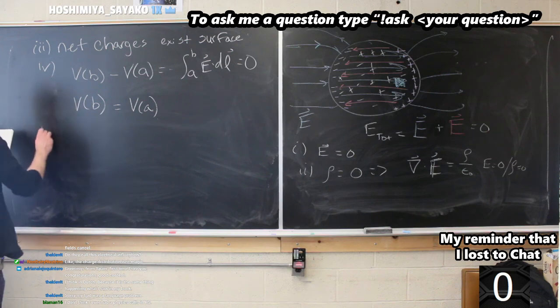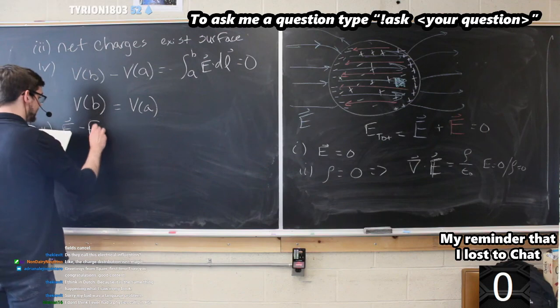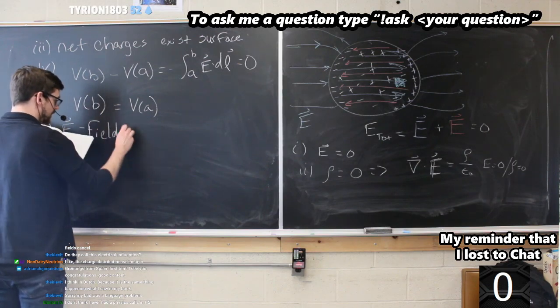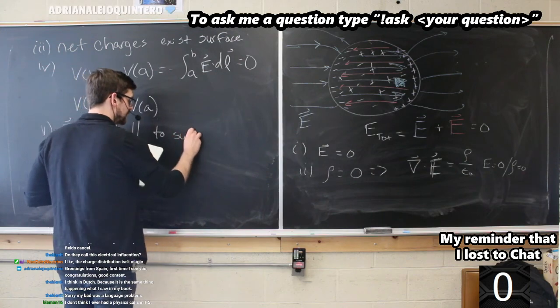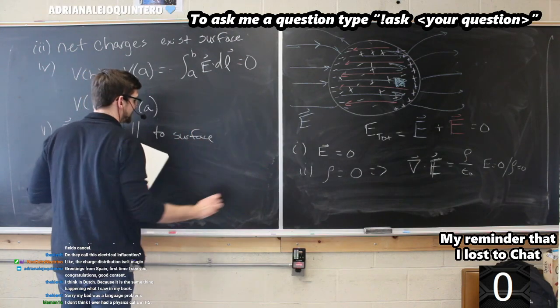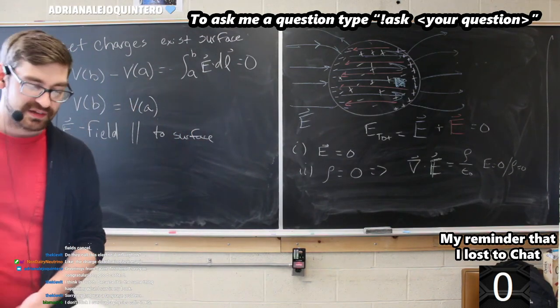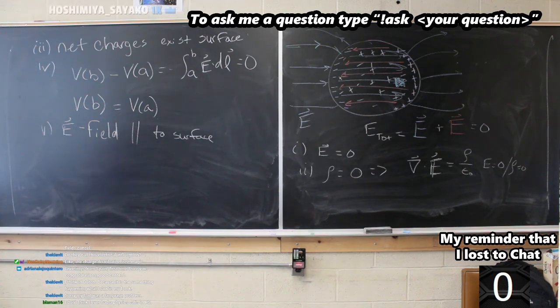What else we got? Oh, there's one more. The E field must be perpendicular to the surface of a conductor. We saw that a lot with Gauss's law when we were talking about charge distributions, and it's also true here, that it has to be perpendicular on the outside of a conductor.